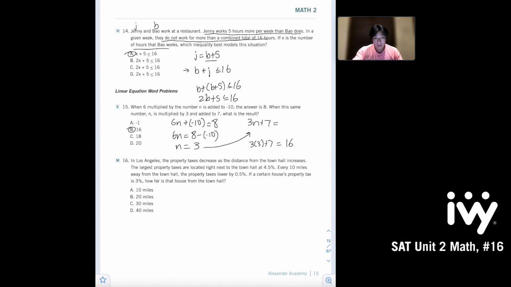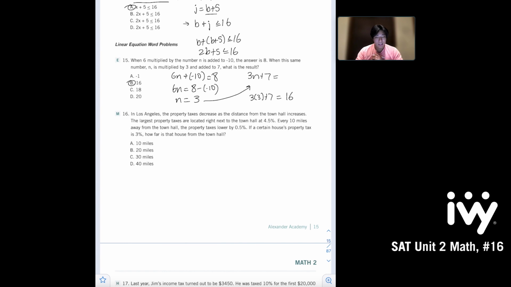Okay. In Los Angeles, the property taxes decrease as the distance from the town hall increases. The largest property taxes are located right next to the town hall at 4.5%. Every 10 miles away from the town hall, property taxes lower by 0.5%. A certain house's property tax is 3%. How far is that house from the town hall? So we are looking for a house property tax of 3%. So that's what we're looking for.